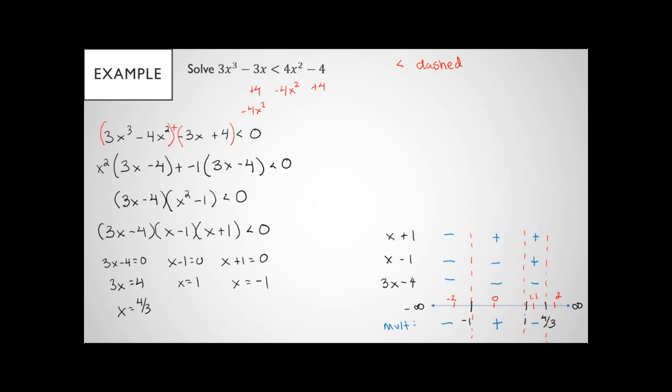Now, I've got my last section here, which I'm going to plug in 2. So 2 plus 1 is 3, so that's positive. 2 minus 1 is 1, that's positive. 3 times 2 minus 4, that gives us 2, so that's positive. And then those are all positive, so the result of the multiplication will be positive. Are there any questions on that sign chart?